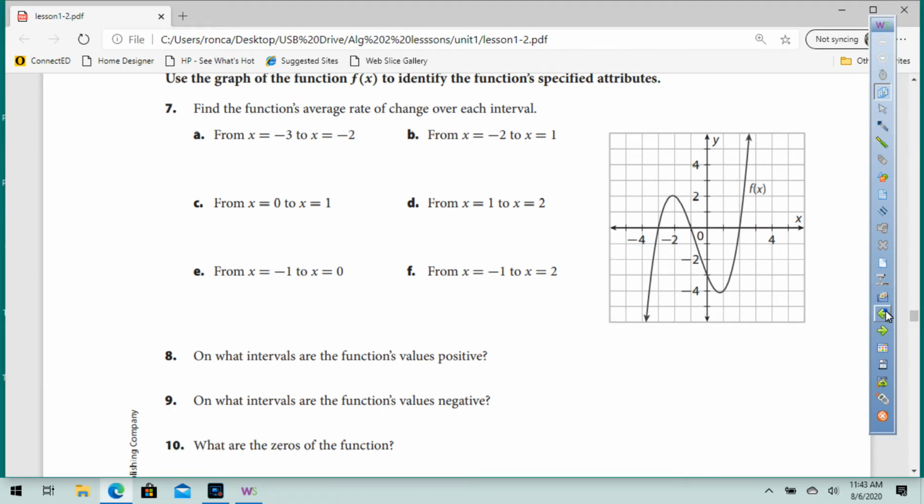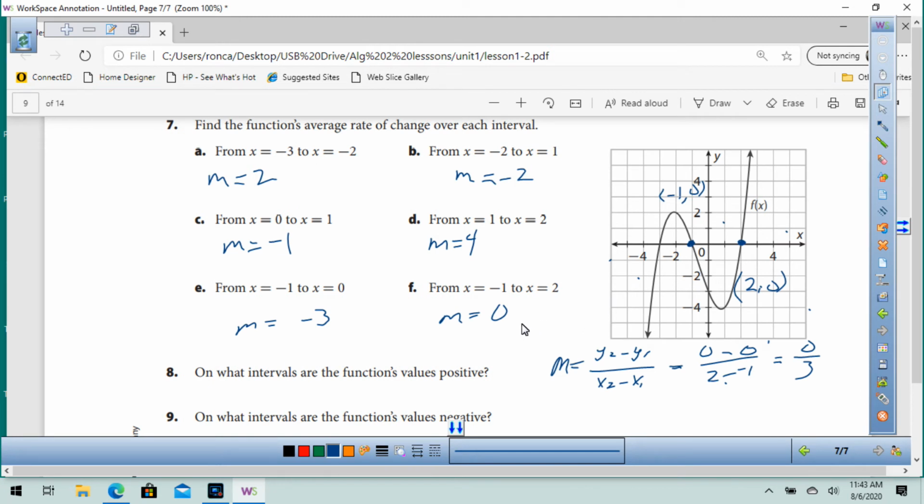Oh, I needed to go back to that. It says, on what intervals are the function's values positive? Okay, well, A was positive, B was negative, C was negative, D was positive, that's negative, and that's 0. So A and D. On what intervals are the function's values negative? Well, that's B, C, and E. So we'll put B, C, and E.